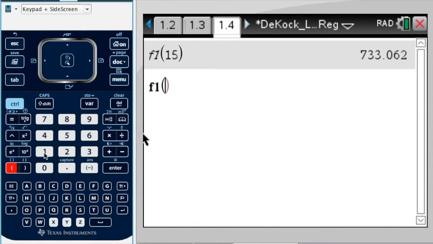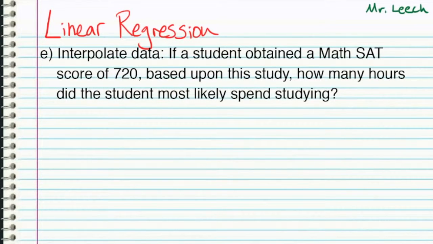So let's do another one. Let's say if someone studied for 12 hours, what do we predict? That they should get a 657.082 on the SAT. Letter E, interpret data. If a student obtained a Math SAT score of 720 based upon the study, how many hours did the student most likely spend studying? So at a first glance you think, oh, this is similar to what we saw in the last question, just turned around.